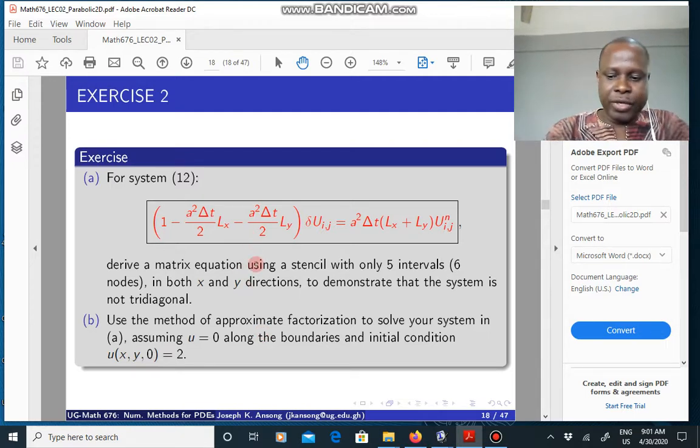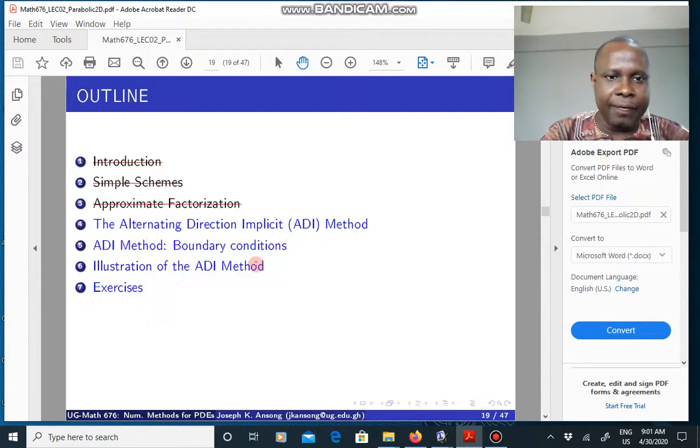So that will be it for this lecture on approximate factorization. The next one that I will do will be on the ADI method, the alternating direction implicit method. Okay, so we will talk again in our next lecture. See you.